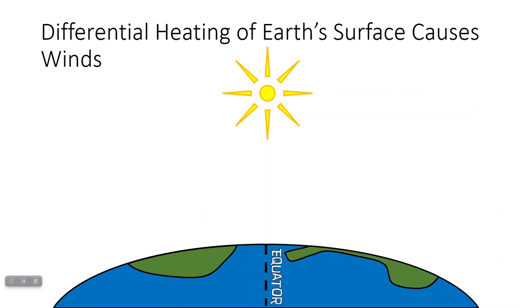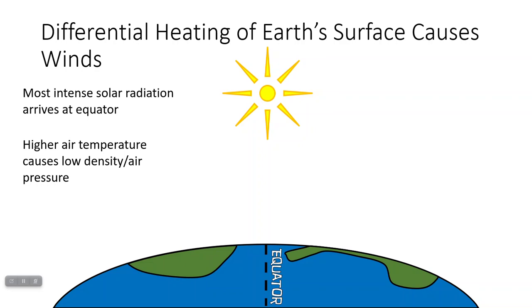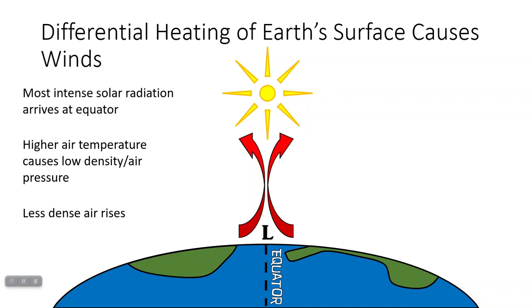So the ultimate source of this movement is what's called differential heating of the Earth's surface, based on where you are in latitude. We have the planet here at the bottom, this is the equator, and the most direct solar radiation arrives at the equator. That's why the equator has the warmest temperatures. That higher air temperature causes the density of the air to decrease. It becomes lower density, it has lower air pressure, and that less dense air tends to rise. And that also creates a low pressure area, which is going to become important when we talk in a little bit.